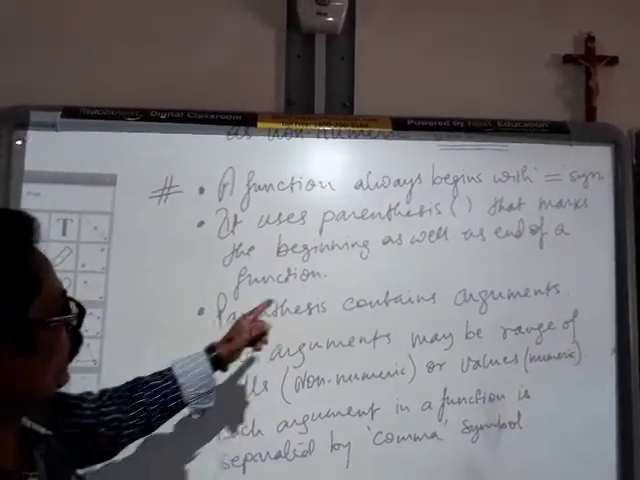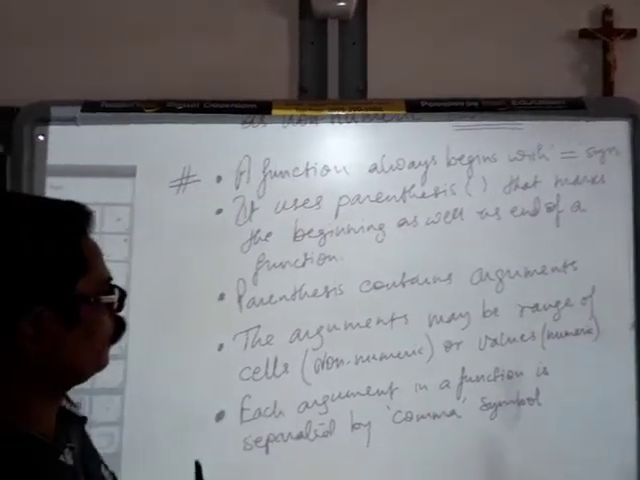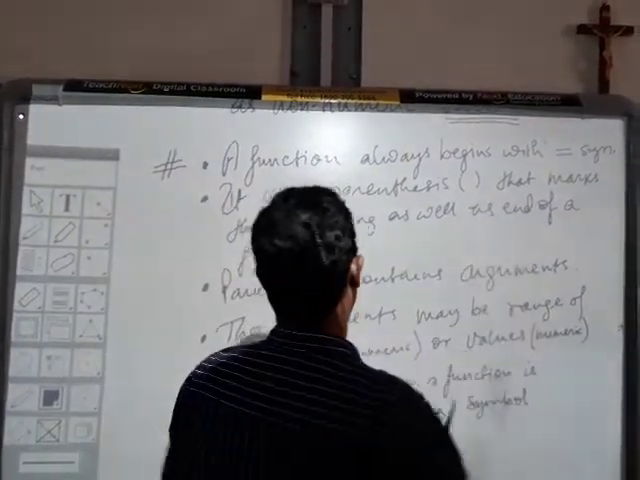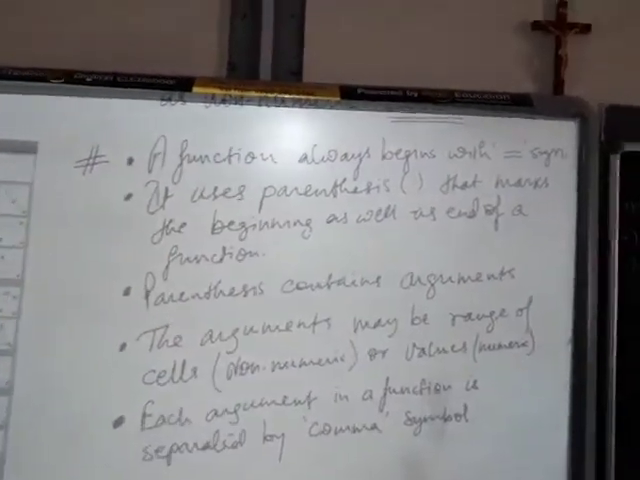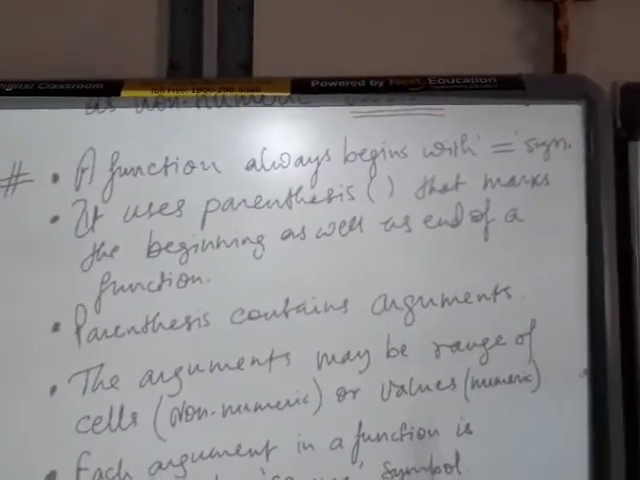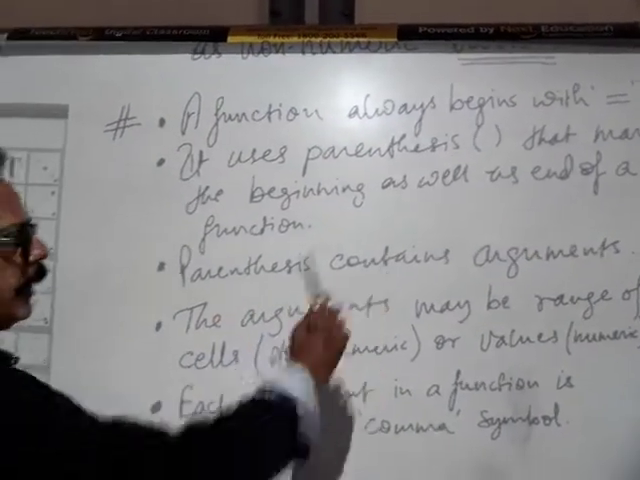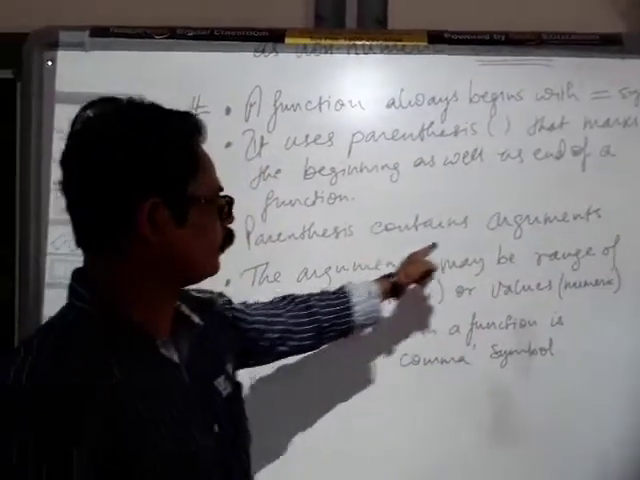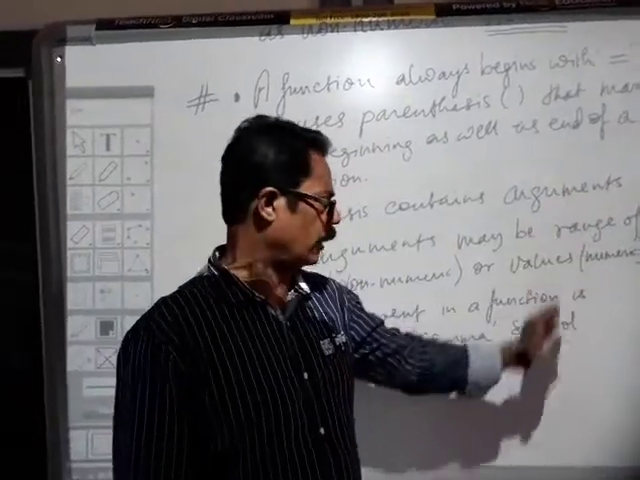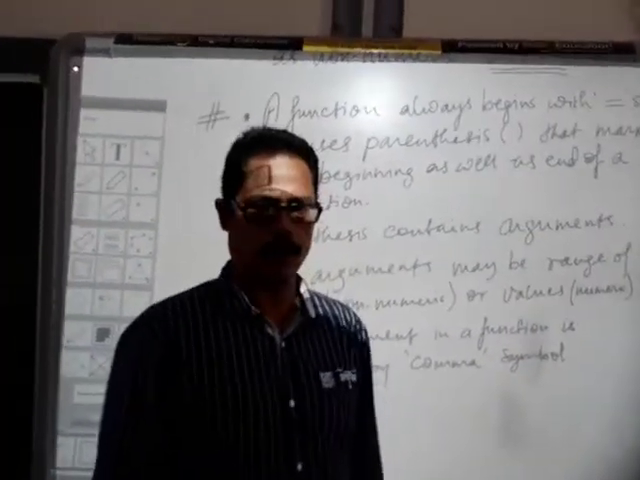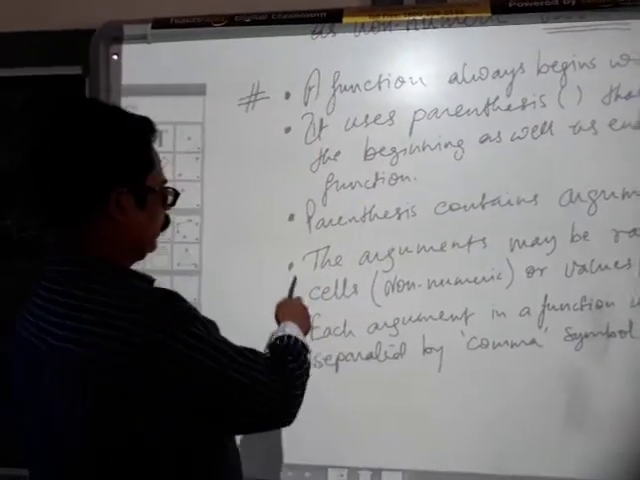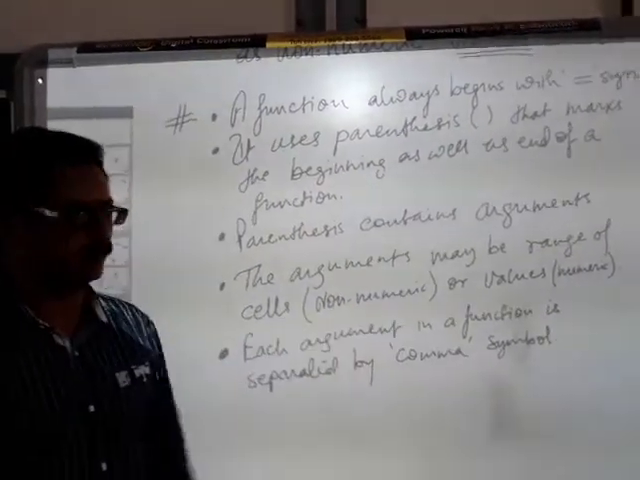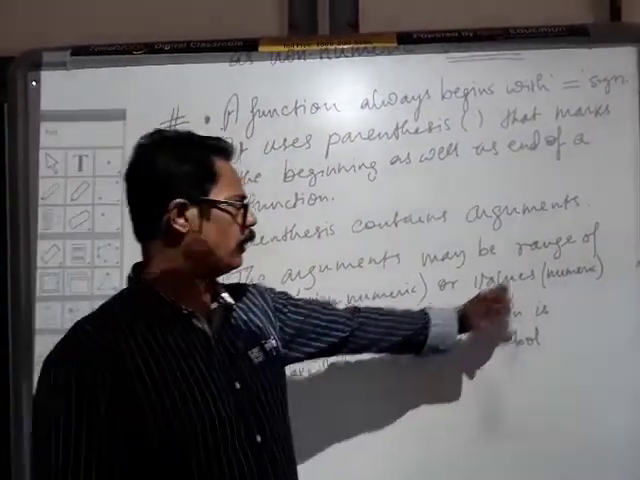Secondly, it uses parentheses. A function will always use parentheses, that is open and close brackets, that mark the beginning as well as the end of a function. Within the parentheses, arguments are present. So parentheses contain arguments. I'll give you an example and show you what arguments are. Then the next one is, the arguments may be a range of cells, as I said earlier, non-numeric, or values, that is the numbers.